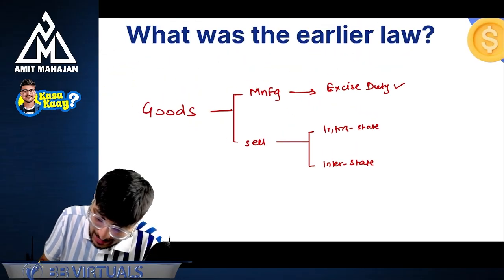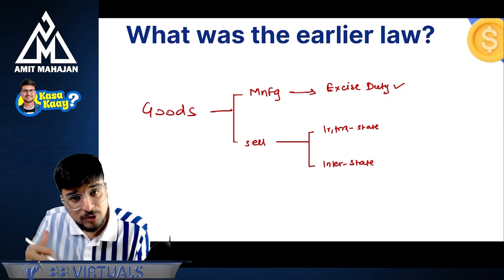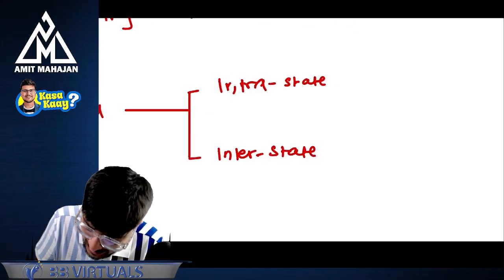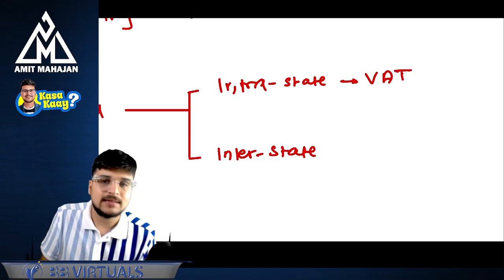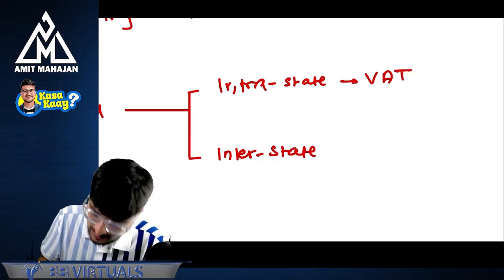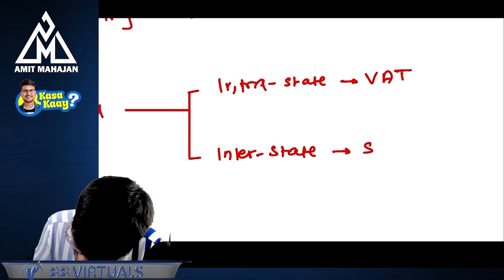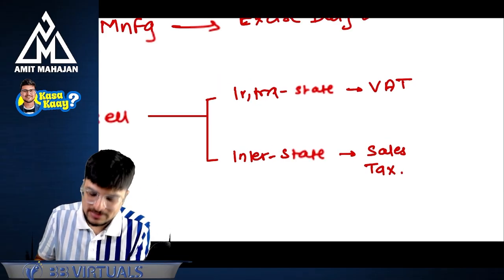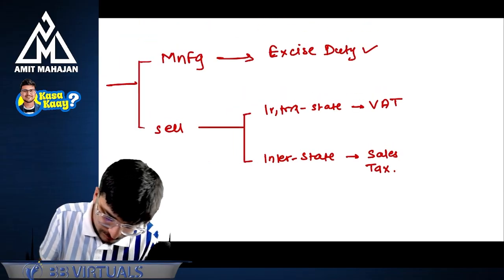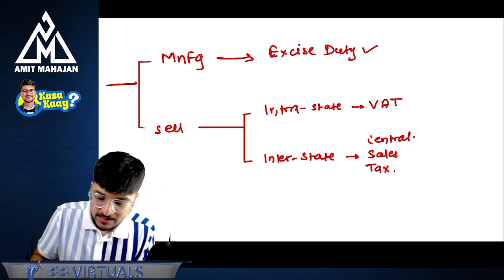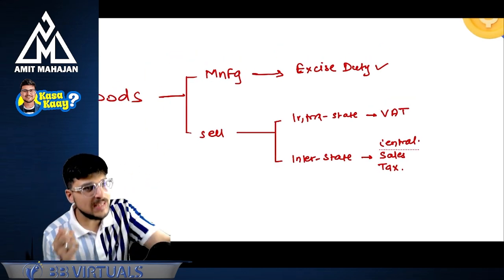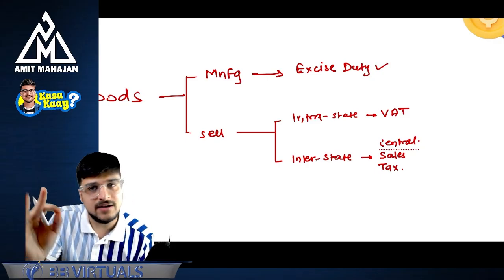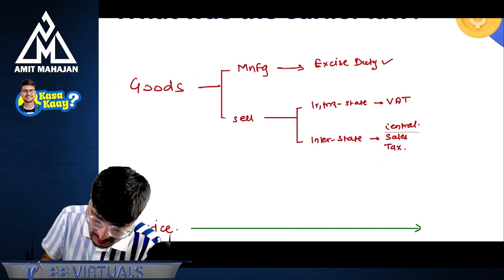Perfect. Now, I manufactured the goods, I'll have to pay excise duty. If I sell these goods within the same state, it is an intrastate transaction, and in that case I had to pay value added tax, that is VAT. And if it is between two states, then I had to pay sales tax, or you can say central sales tax, CST. Sir, I manufactured the goods, I had to pay excise duty. If I sell it within the state, it is VAT. If it is between two states, then I had to pay CST, that is central sales tax. Super. So this is the background of goods.